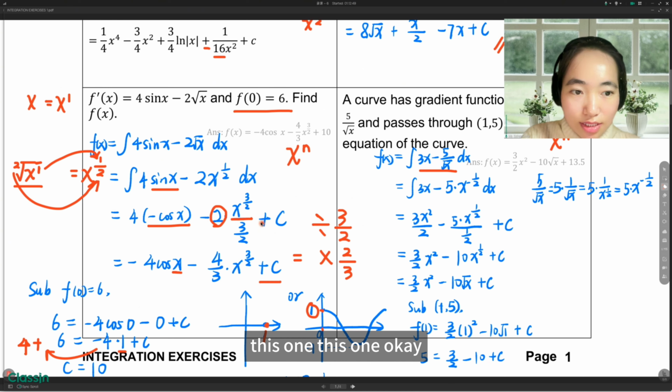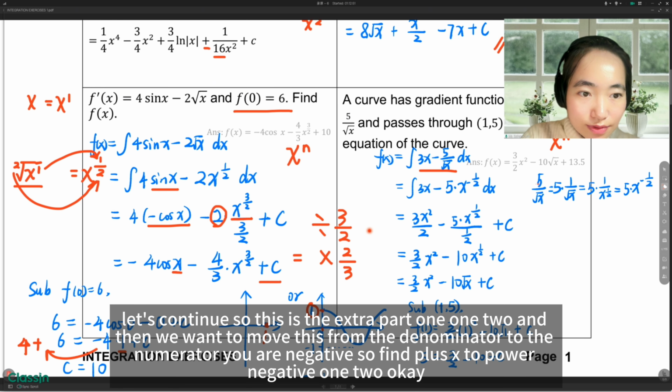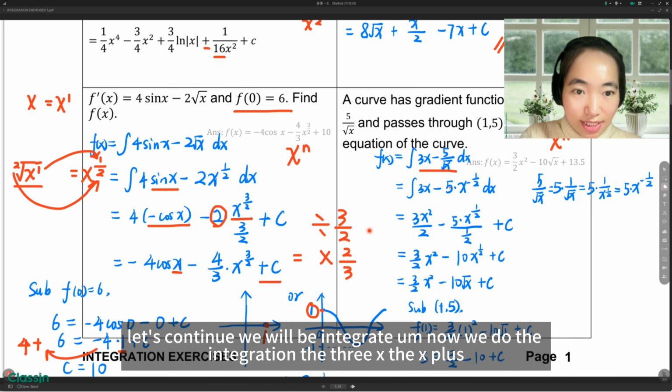Okay, let's continue. So this is x to the power 1 over 2. And then we want to move this from the denominator to the numerator. You add negative. So 5 times x to the power negative 1 over 2. Okay, let's continue. We will integrate.